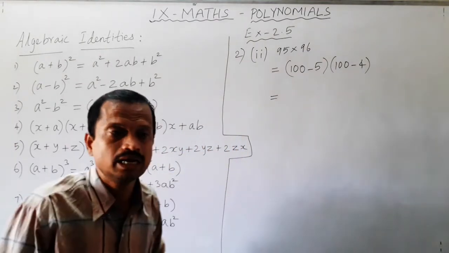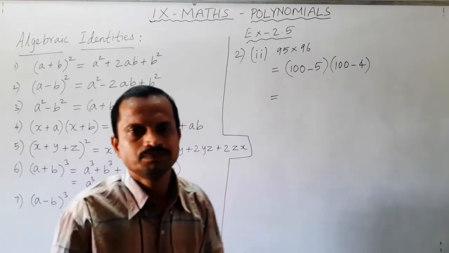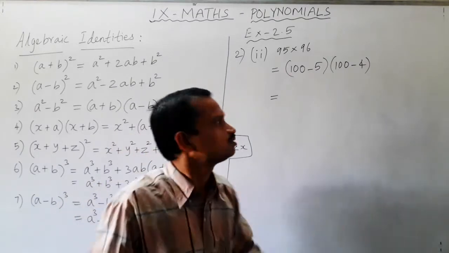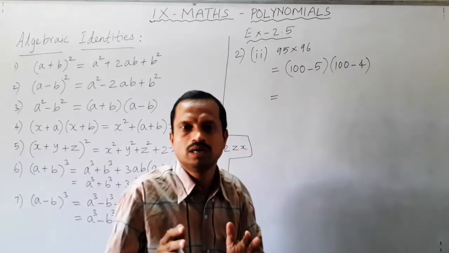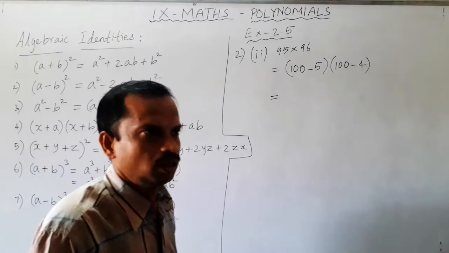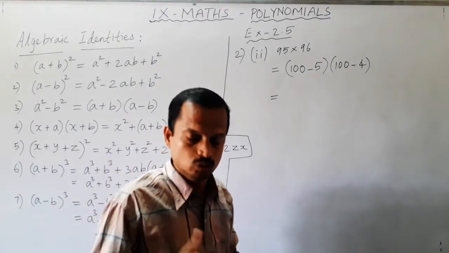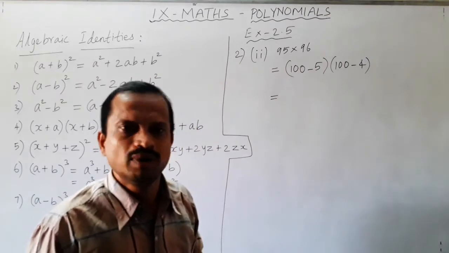So you have to take plus or minus 5 and plus or minus 4, then you treat that as a is minus 5 and b is minus 4. So what I told you, applying this fourth identity is somewhat difficult compared to my way. Clear? So just multiply as in usual multiplication.